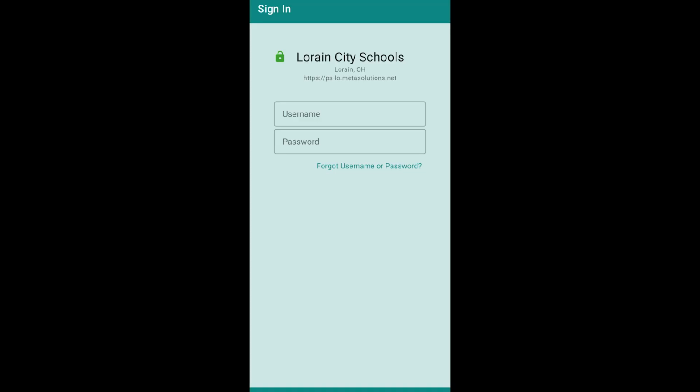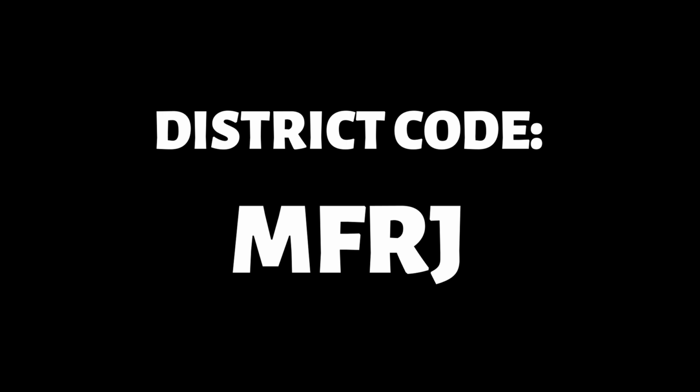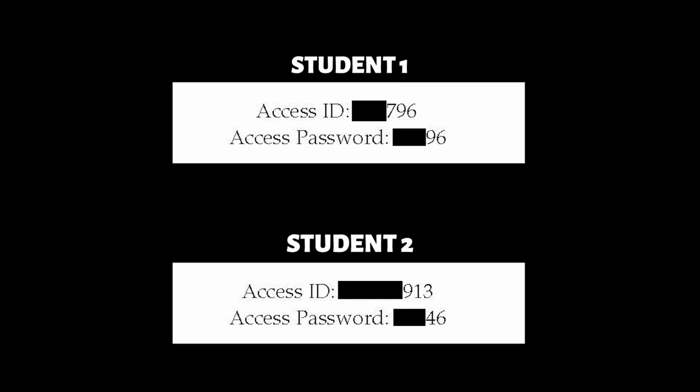After creating an account using an internet browser, you can access the account with the mobile app. If using the app, you will need to enter the district code, MFRJ. Please note, there will be an individualized access ID number and access password assigned to you for each child.